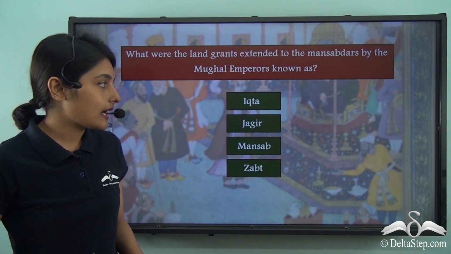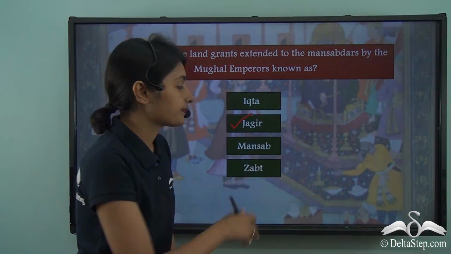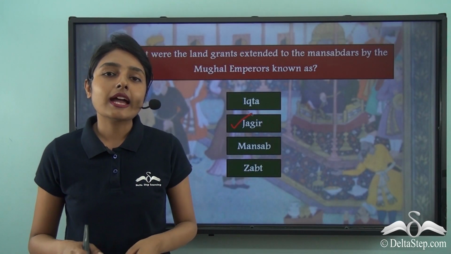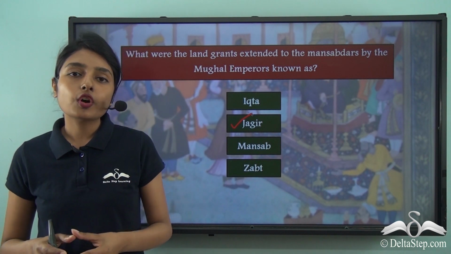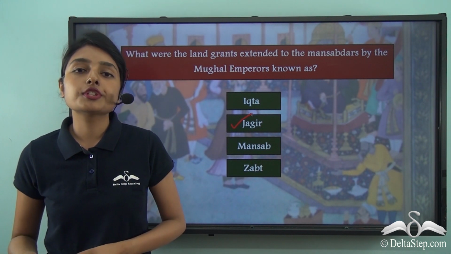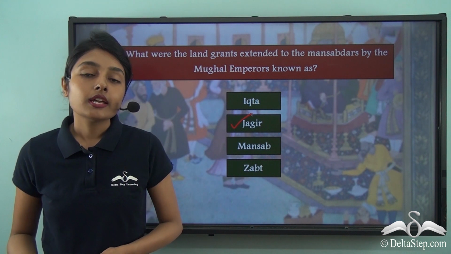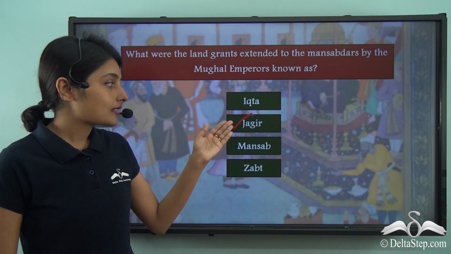Well, the correct answer is Jagir. The land grants that the Mughal emperors extended to the mansabdars for the service that they rendered to the Mughal Empire were known as the Jagirs.